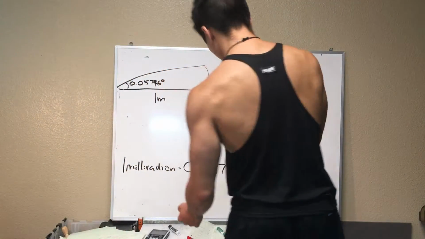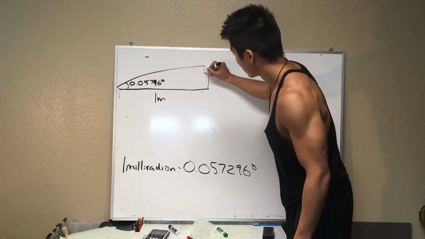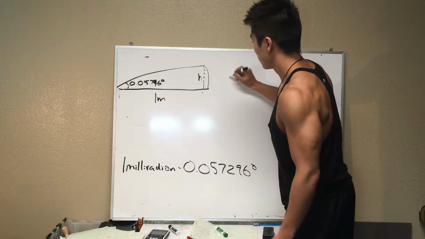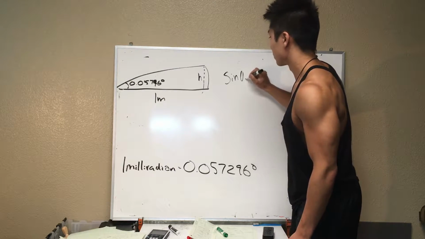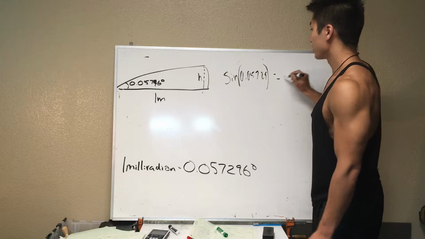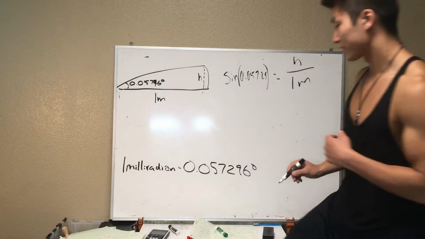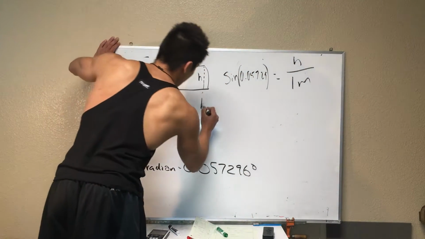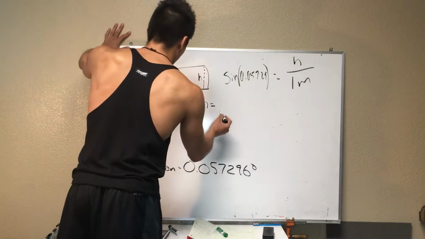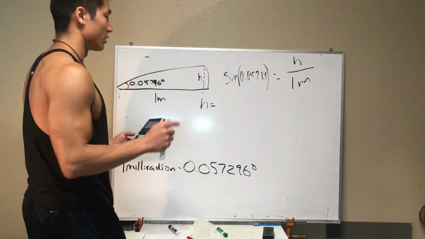Then we could find out what the height is, if we call this height. For the height, we could use sine: sine of 0.05729 degrees equals height over 1 meter. When we plug this into our calculators, we find that the height is 0.99999... Or, sorry, in this case it's going to be like 0.009999.